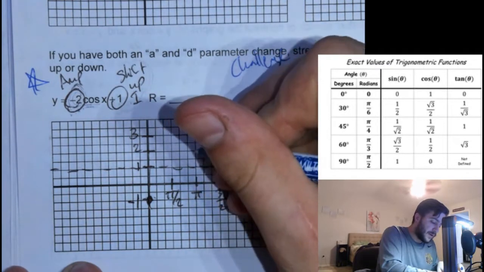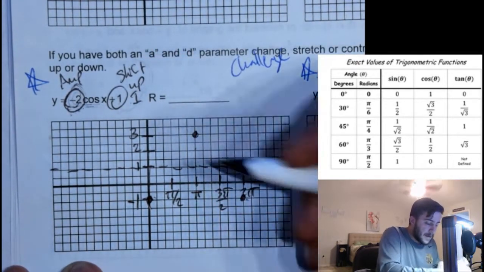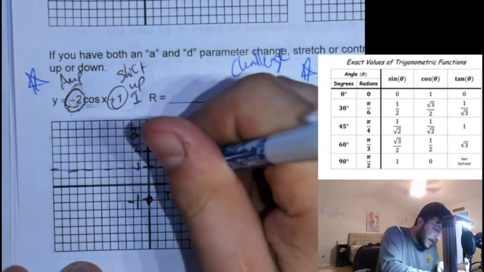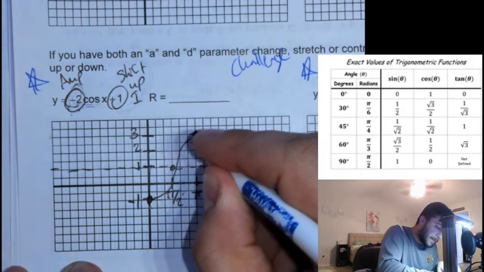So we're going to go the opposite way by 1, 2. That's going to take us all the way up here. Okay? At pi over 2 and 3 pi over 2 for cosine, we are on the midline. We are on that 0 line. So those guys are right on there. So we're kind of like flipped over.